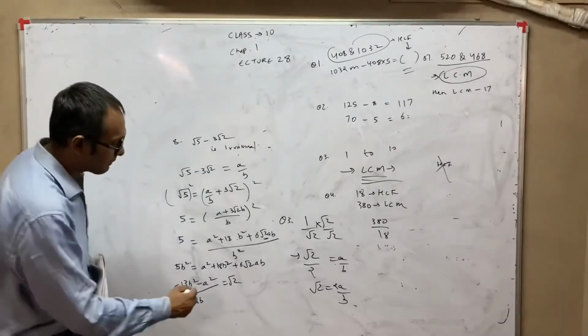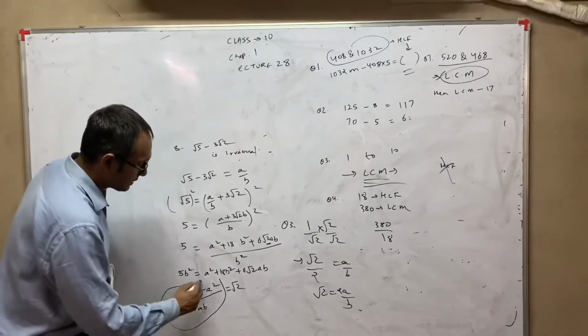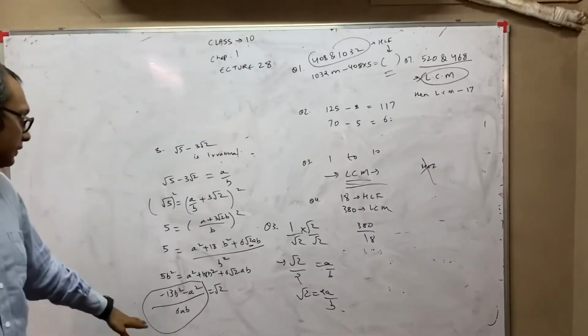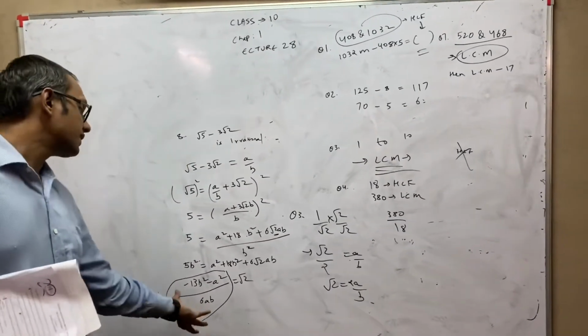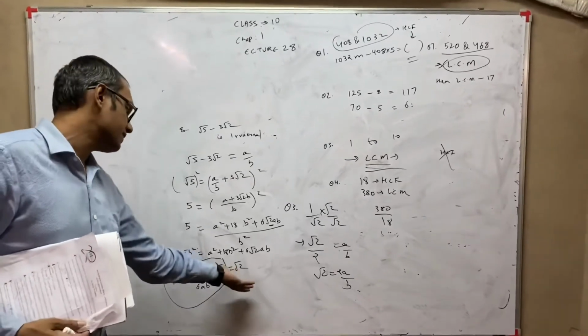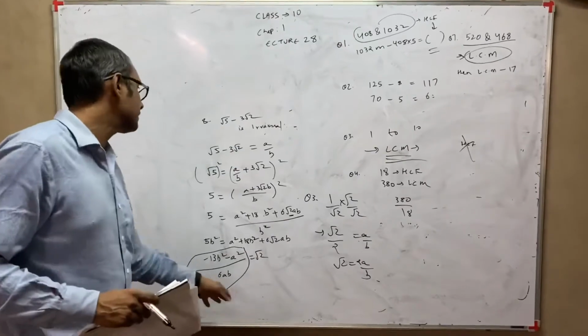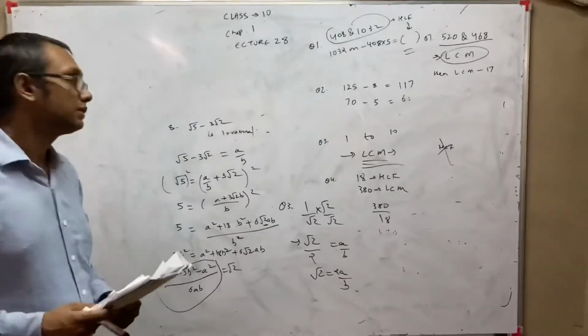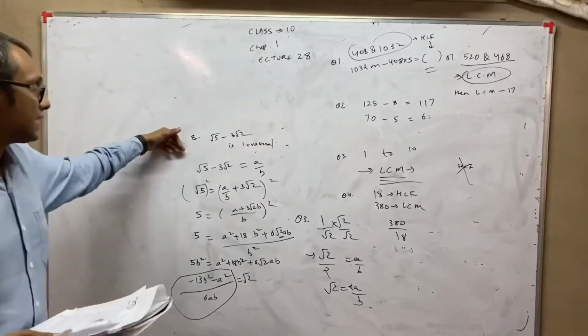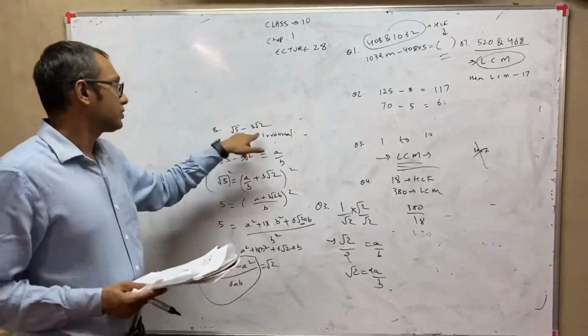Now the same argument you will write. Since a and b are integers, this is a rational term, that means root 2 is rational. But if root 2 is rational, this contradicts the fact that root 2 is irrational, and again the same argument. So this is a slightly different sum because in this two roots are there.